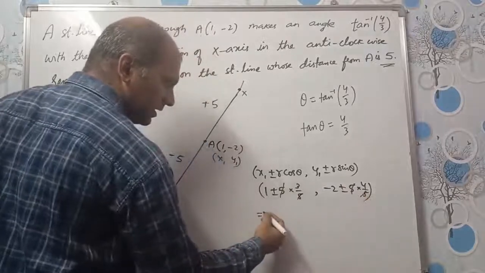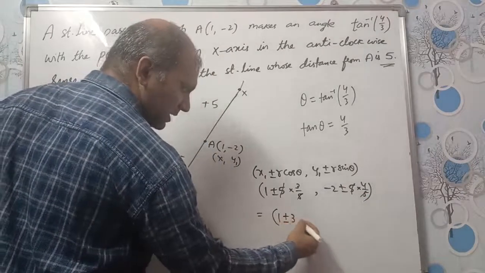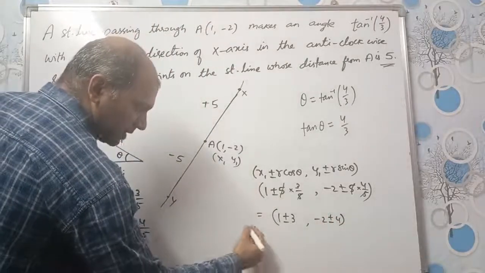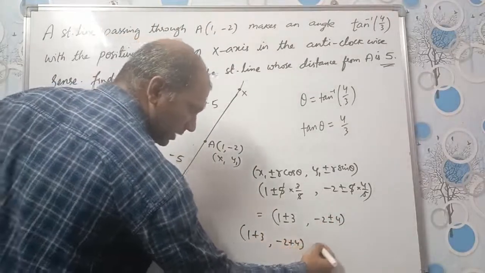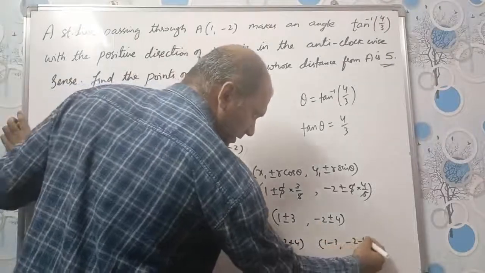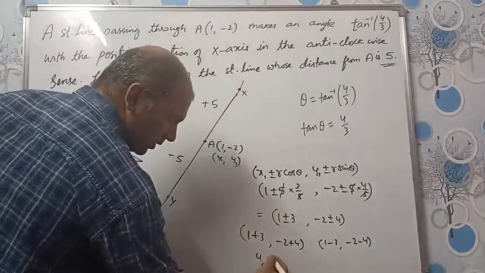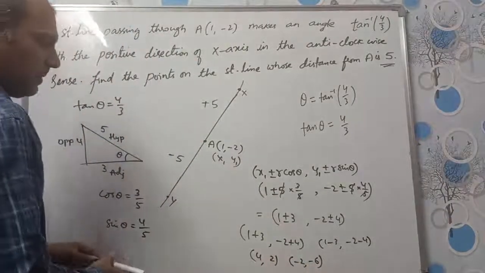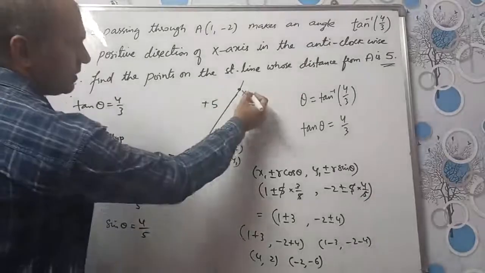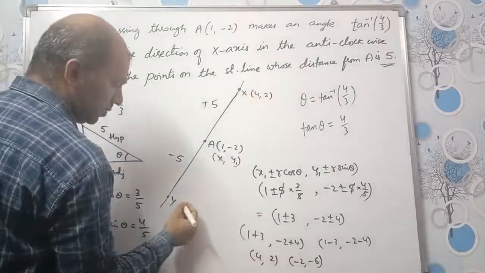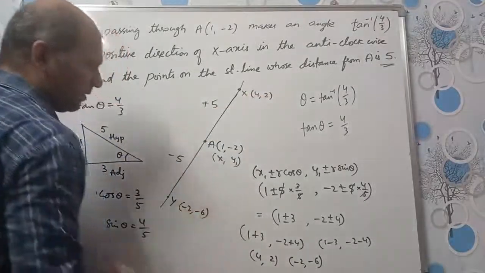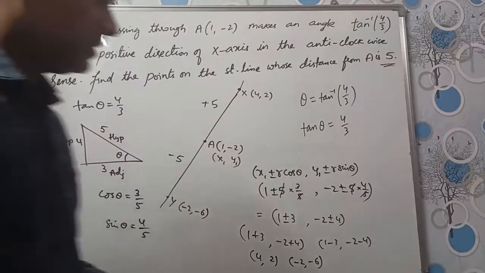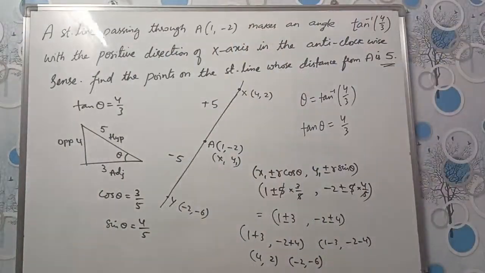5 here will get cancelled. We'll have 1 plus minus 3 and minus 2 plus minus 4. We'll write plus: 1 plus 3, minus 2 plus 4, and we'll write minus: 1 minus 3, minus 2 minus 4. So this is 4 comma 2 and minus 2 comma minus 6. These are the 2 points. So x will be 4 comma 2 and y is minus 2 comma minus 6. Alright, I hope this is clear. We'll solve another problem now.